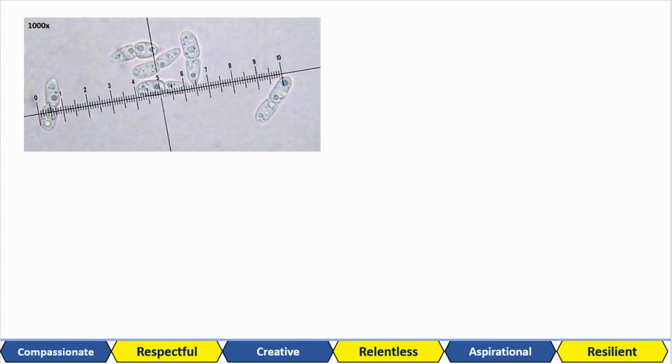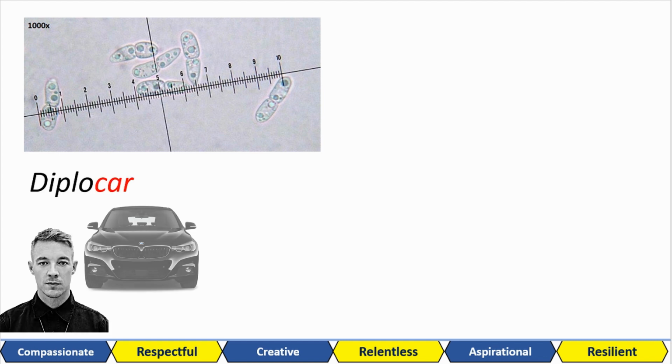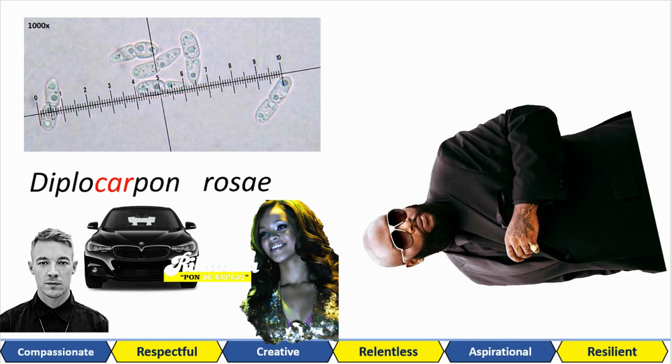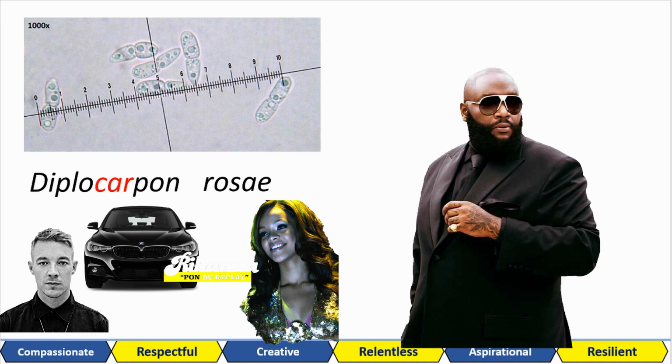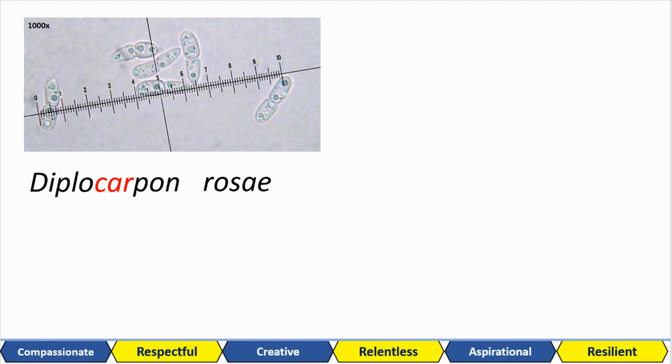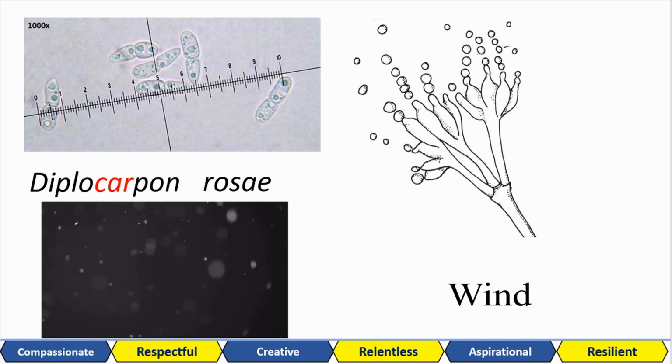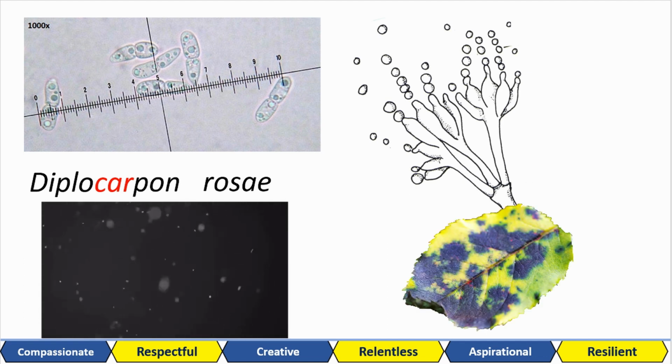This is the pathogen that causes rose black spot. The pathogen is technically called diplocarpon, but for GCSE you can just call it rose black spot. It produces spores that travel by wind and rain. These spores then attach to the leaves and all hell breaks loose.